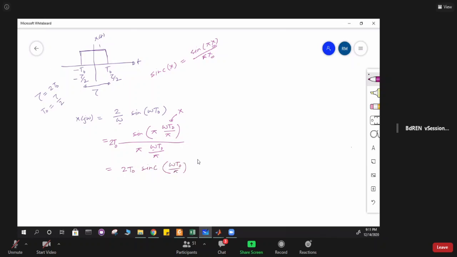Is it okay? Now if we want to express in terms of tau, then we have tau equal to twice t0, so it will be tau sinc, and then omega tau by twice pi. So if we put t0 as tau by 2, then we'll be getting this equation. So now we have X(j omega). If we want to draw it like the figure in the book, then it will be something like this.